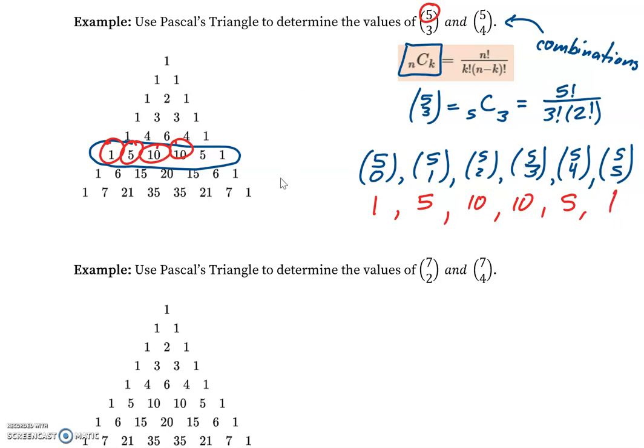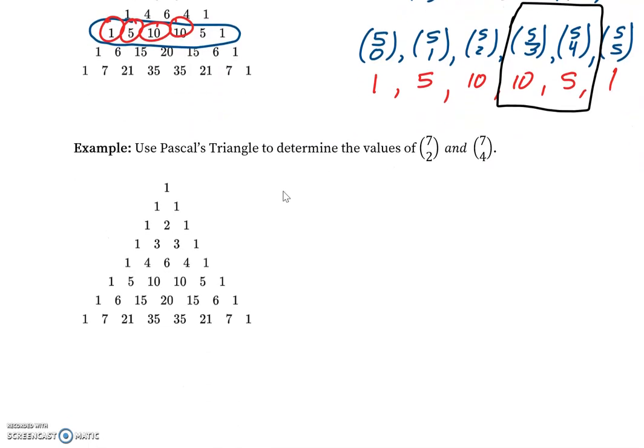So this gives us the entire row, but all we were asked for here was 5 choose 3 and 5 choose 4. So the ones that we wanted were just these 2, so 10 and 5. But it doesn't hurt to know kind of how to work with the whole row.